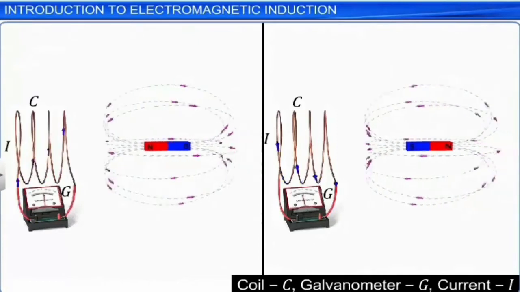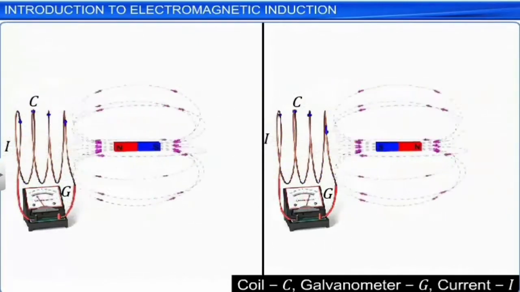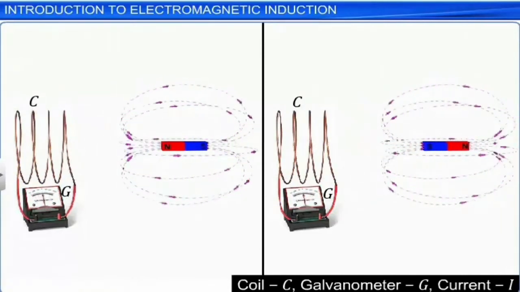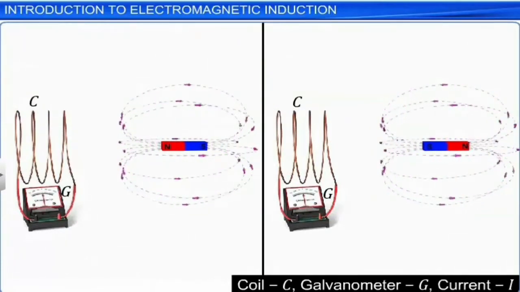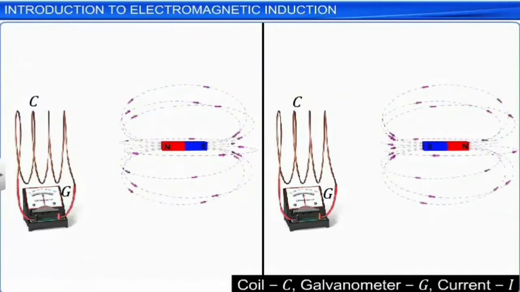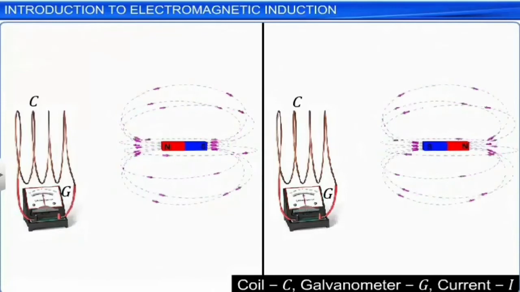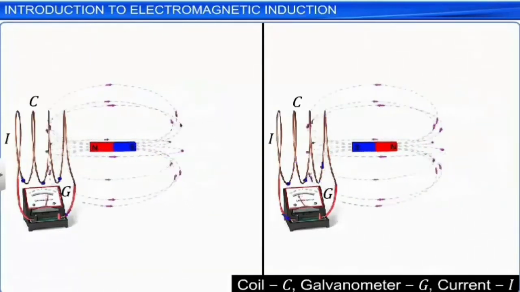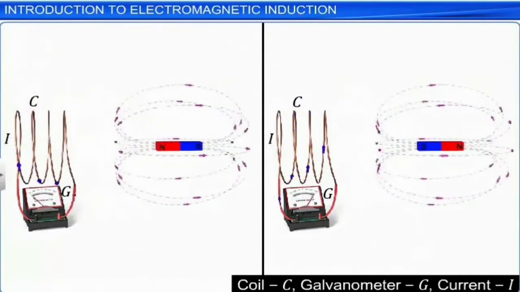It is a point to be noted that the galvanometer shows deflection only when there is a relative motion between the bar magnet and the coil. If the bar magnet is in the state of rest with respect to the coil, there is no deflection in the galvanometer. From this, Faraday concluded that it is the relative motion between the coil and the bar magnet which induces a current in the coil, and he called that current as induced current.